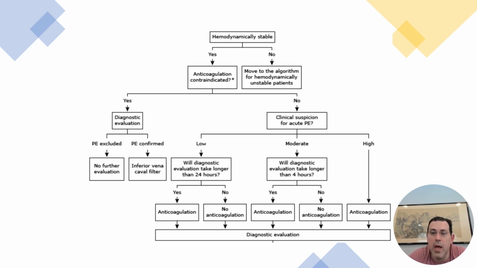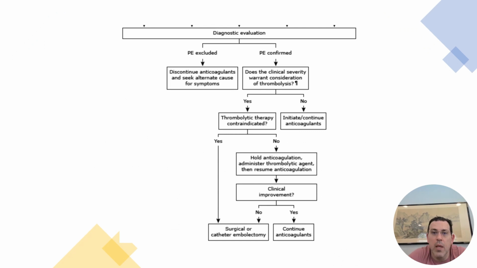So let's now go down through the high pathway here and what the diagnostic evaluation looks like. So here, if we continue with our diagnostic evaluation and PE is excluded, well, then we're going to discontinue the anticoagulation that we started, and then we're going to seek, of course, other causes for what's going on with the patient.